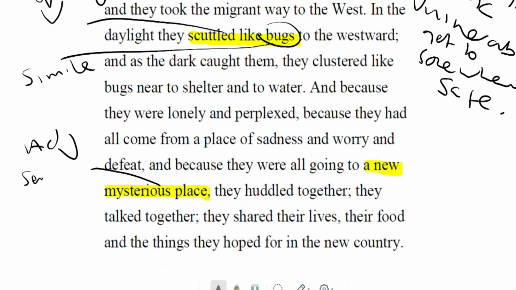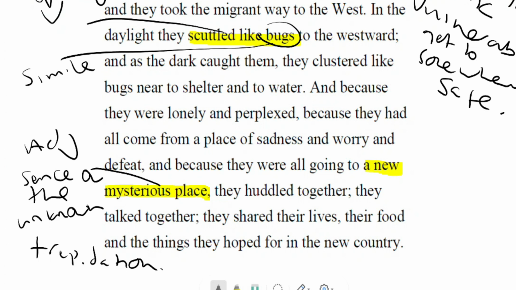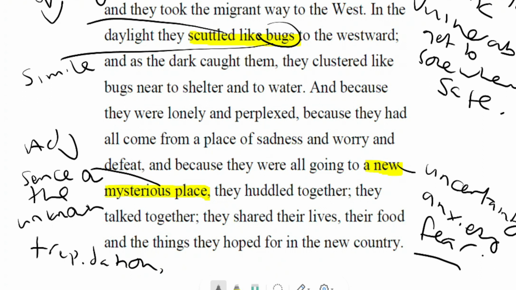So it's this sense of the unknown. They feel a sense of trepidation. They're scared. They're lonely. Of course, there's so much uncertainty, and there's a real palpable sense of anxiety, I guess, and just fear of the unknown.